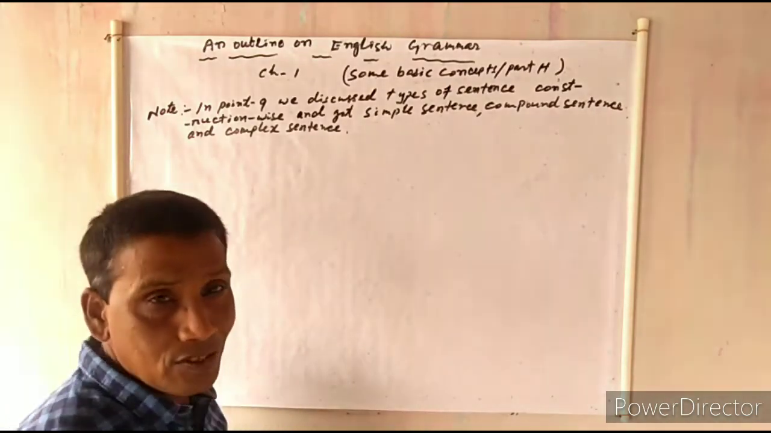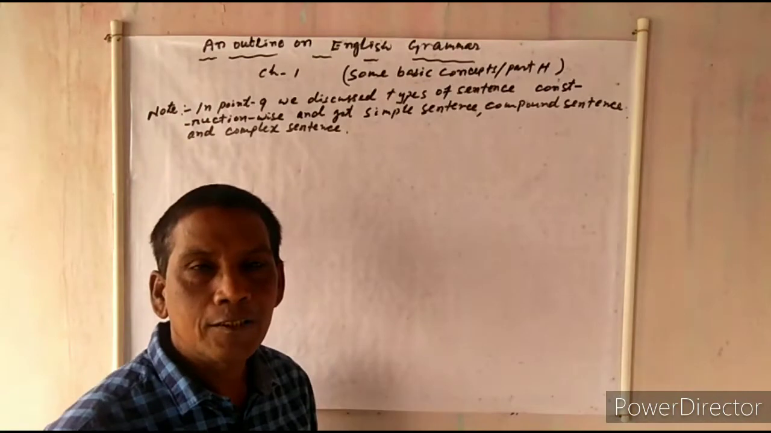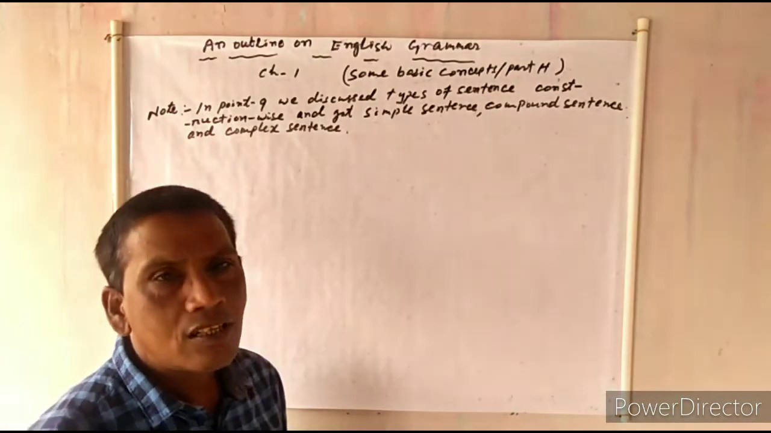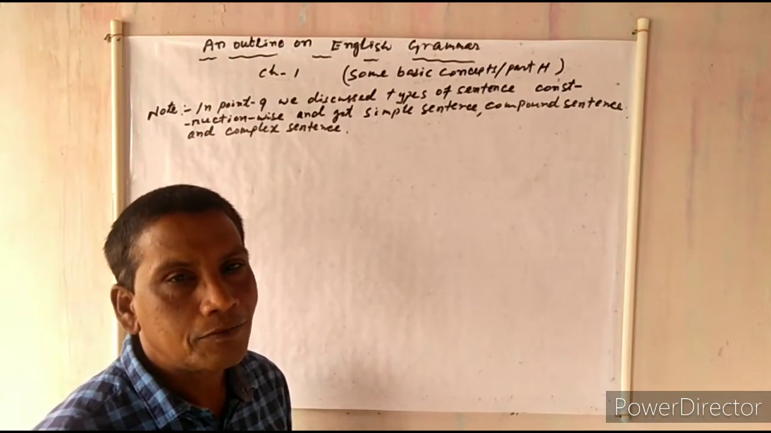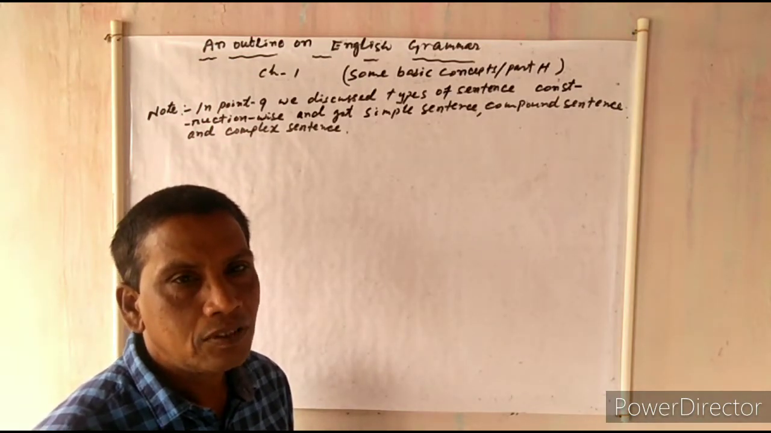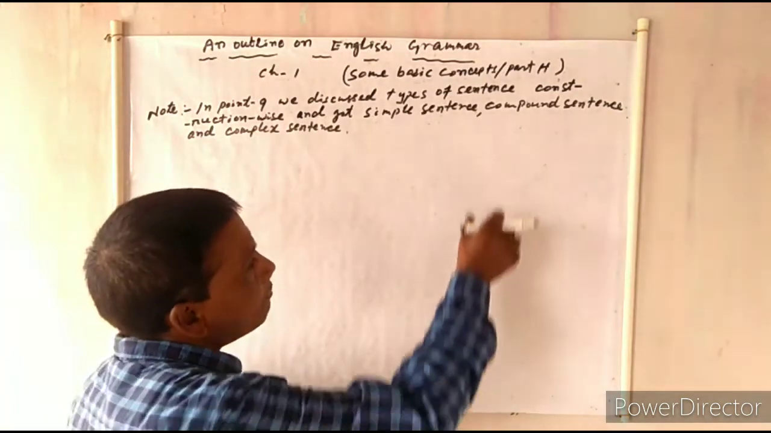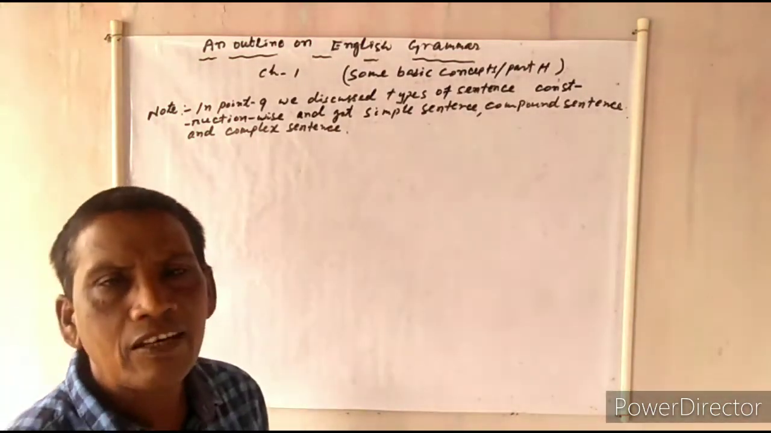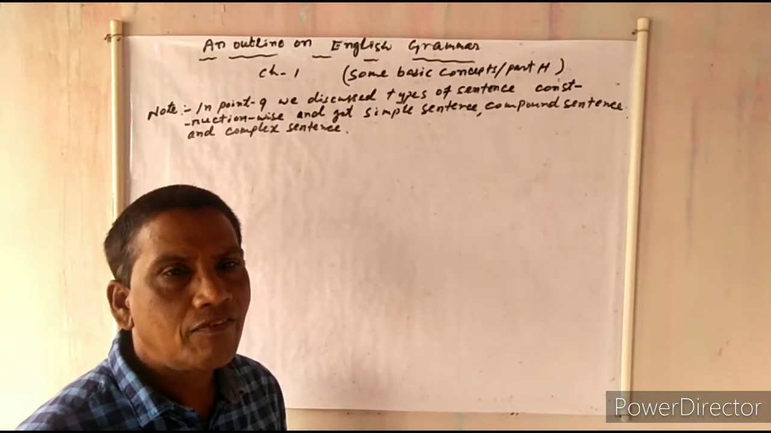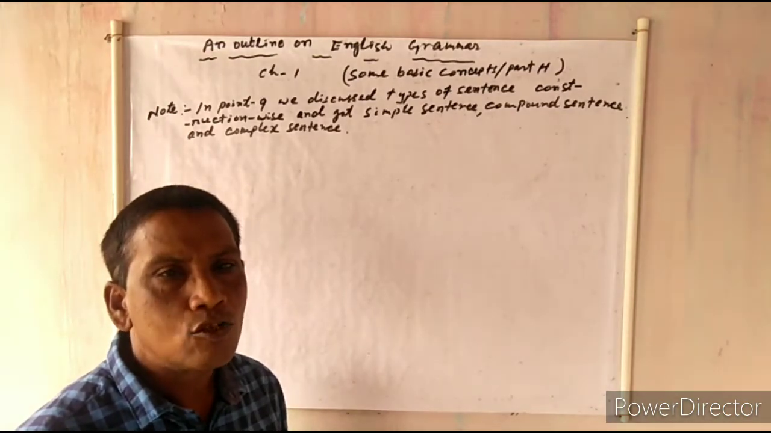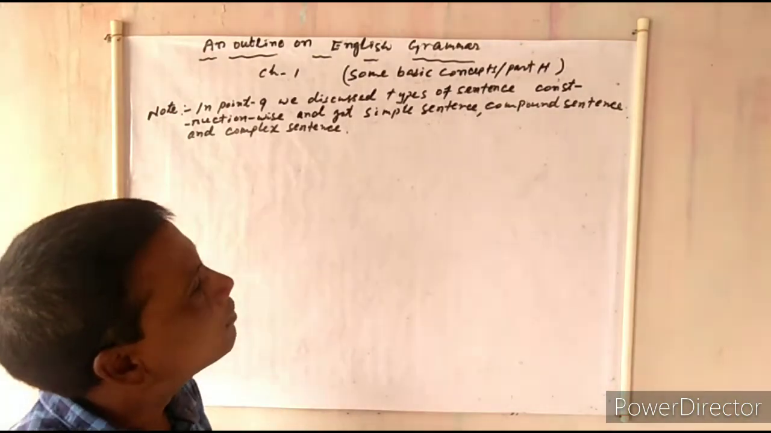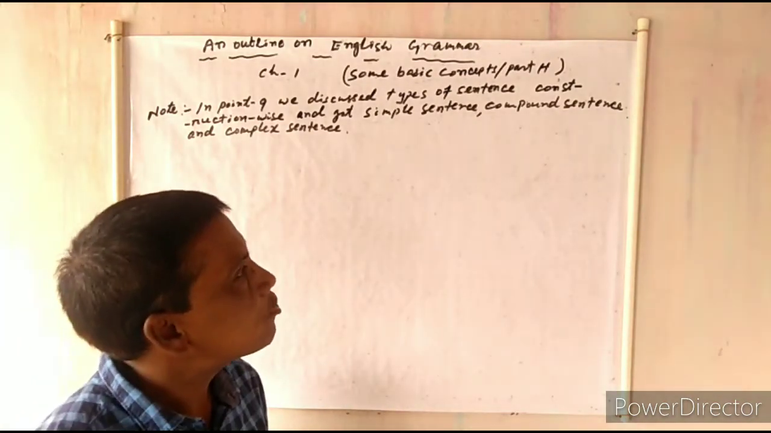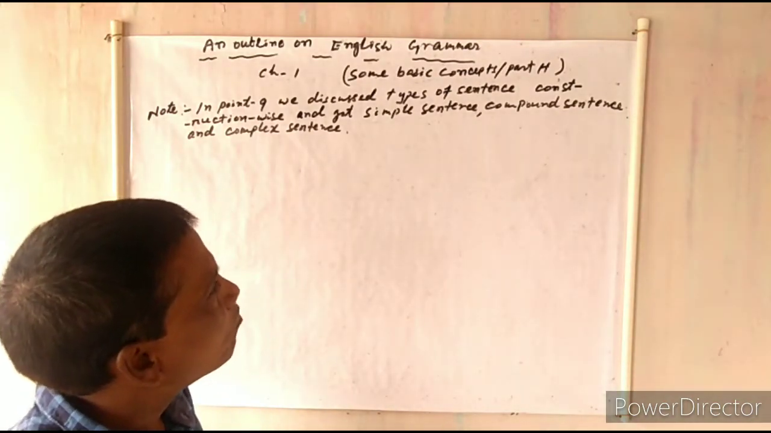In the simple sentence, we've studied that there are 6 types of sentences: affirmative, negative, interrogative, imperative, optative, exclamative. Then we got the compound sentence, when 2 or more independent or coordinate clauses are joined and made into one sentence. That sentence is considered a compound sentence.